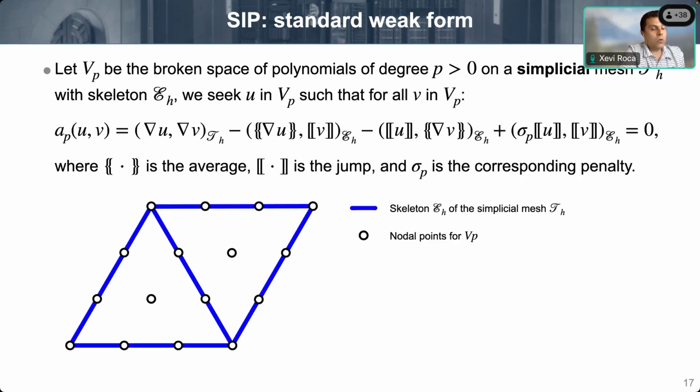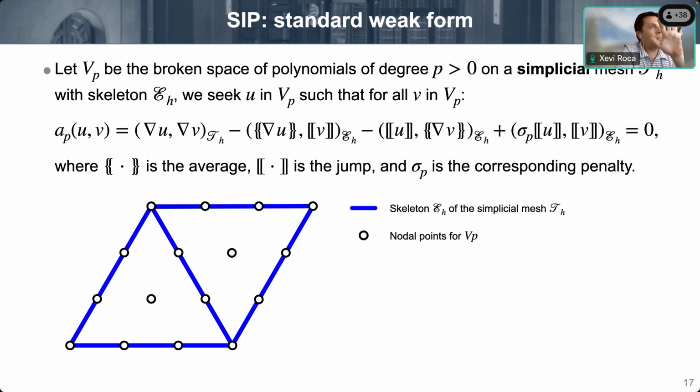Okay, so let's reproduce, for simplices, something similar to the work of Pasner, Kolev, and Dorman. Here the idea is that we consider V_p, the broken space of polynomials of degree p greater than 0, on a simplicial mesh T_h with a skeleton E_h. We seek a solution u in this high-order broken space V_p, such that for all test functions, the next bilinear form is equal to 0.